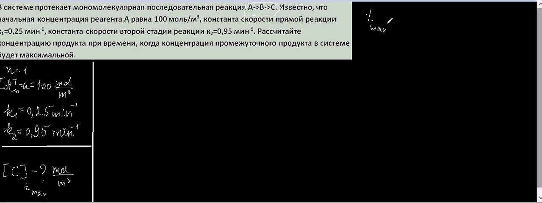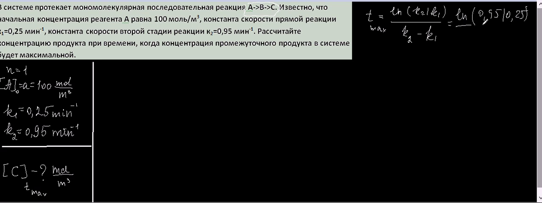T max is equal to the natural logarithm, or logarithm to the base e, of the ratio K2 over K1 divided by the difference between the two constants, right? And we know all the values which are incorporated into this formula, and if we get armed with a calculator, we can get the value of T max. This is the time when the concentration of the intermediate is the largest. So let's do that. 0.95 over 0.25, right, and 0.95 minus 0.25. So, my calculator says that it is as much as 1.91 minutes.